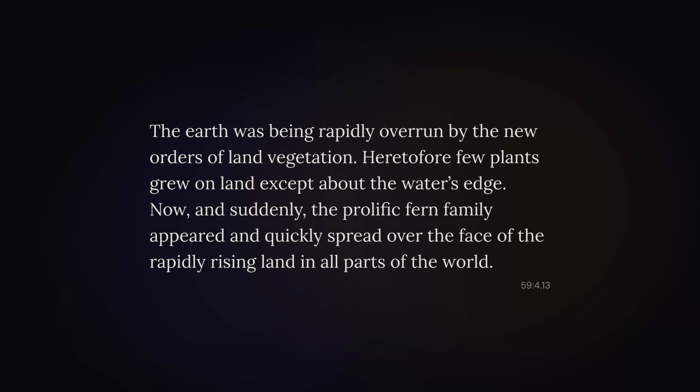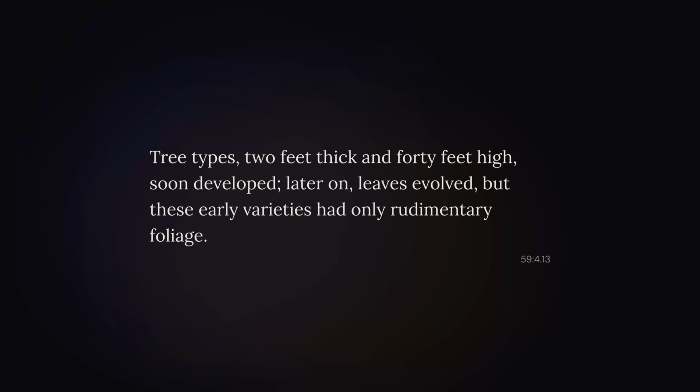The Earth was being rapidly overrun by the new orders of land vegetation. Heretofore, few plants grew on land except about the water's edge. Now, and suddenly, the prolific fern family appeared and quickly spread over the face of the rapidly rising land in all parts of the world. Tree types, 2 feet thick and 40 feet high, soon developed. Later on, leaves evolved, but these early varieties had only rudimentary foliage.